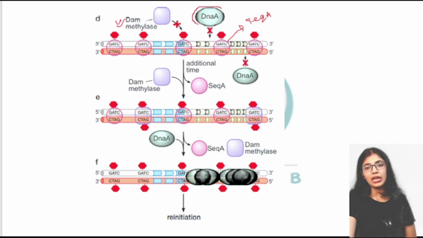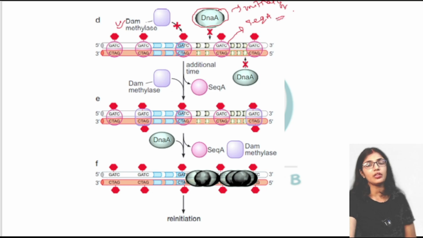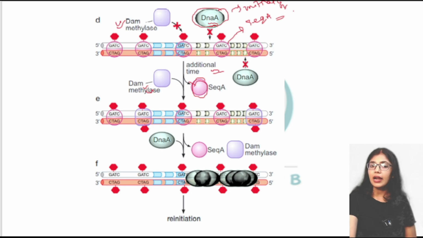Here DnaA is the initiator protein, which is responsible for initiating DNA replication. This DnaA protein cannot bind in this region. After some time, about 20 minutes, the SeqA protein is removed, then the DNA methylase comes and binds in this region, and in the daughter strand there is methylation in the adenine of the GATC sequence.